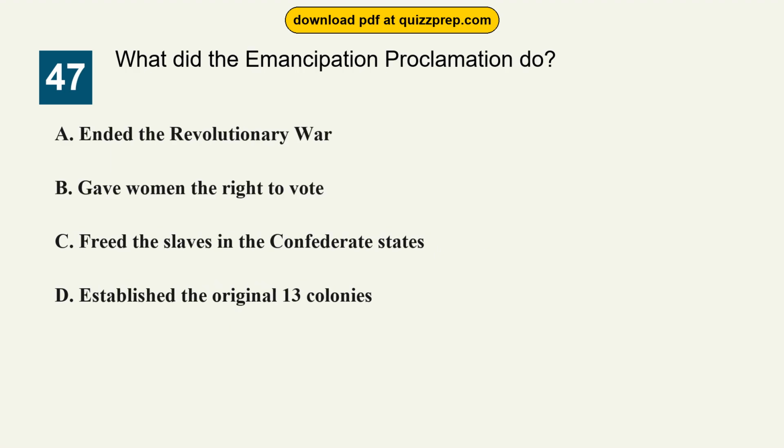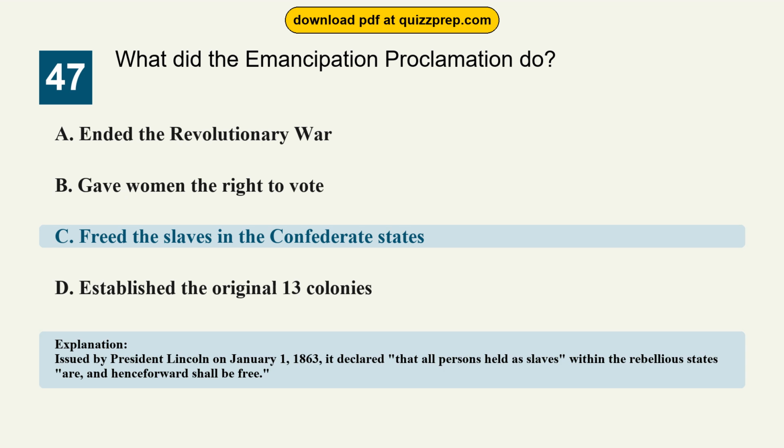Question 47. What did the Emancipation Proclamation do? Option A, ended the Revolutionary War. Option B, gave women the right to vote. Option C, freed the slaves in the Confederate States. Option D, established the original 13 colonies. The correct answer is option C, freed the slaves in the Confederate States. Issued by President Lincoln on January 1, 1863, it declared that all persons held as slaves within the rebellious states are, and henceforward shall be free.